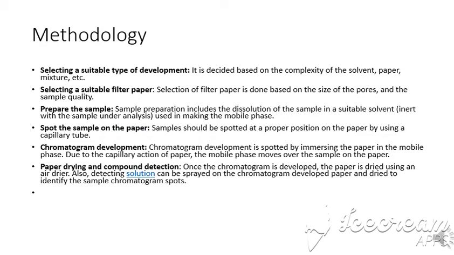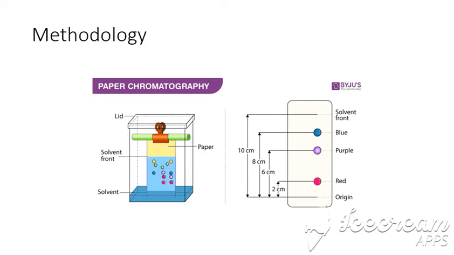Now come to the methodology. Three steps are very important. Look at this picture. First step, you have to cut the filter paper and mark a line at the end, which is called the origin. Second step, apply the sample, the three inks mixture, by spotting on the paper at the marked line or origin line. Now, this is your stationary phase.